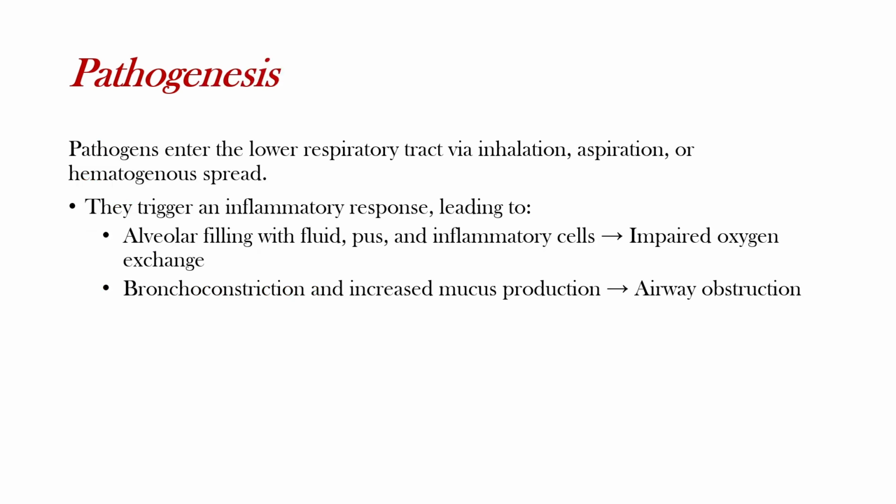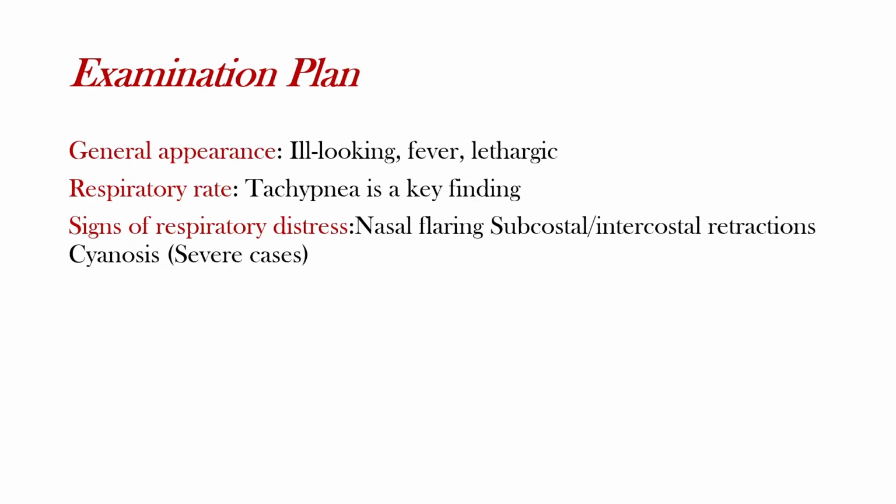The pathogenesis. So first of all, we have the pathogen. They will enter the lower respiratory tract either by inhalation, aspiration, or hematogenous spread. Then it will trigger an inflammatory response that will lead to alveolar filling with fluid, pus, and inflammatory cells, and this will impair the function. We know that the alveolus is the oxygen exchange place. Then we will have bronchoconstriction and increased mucus production that will lead to airway obstruction.